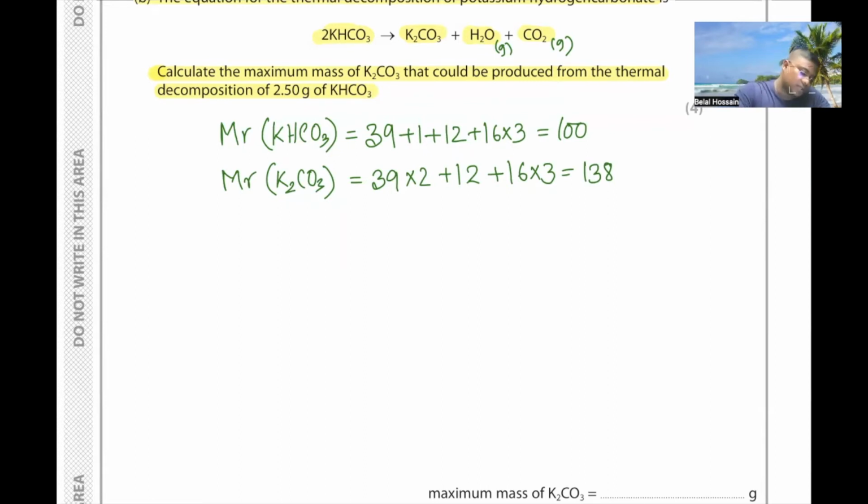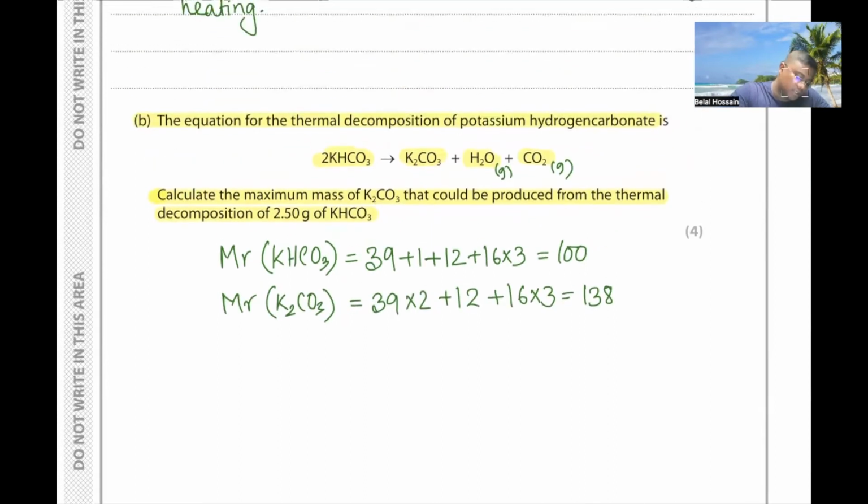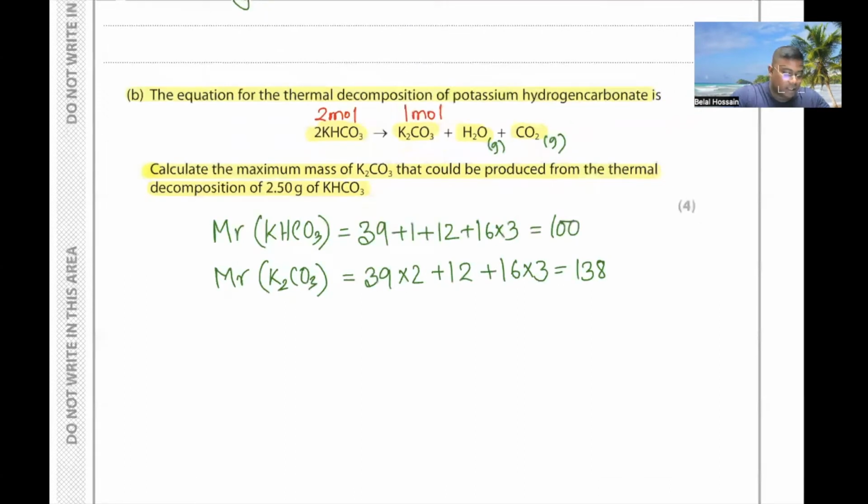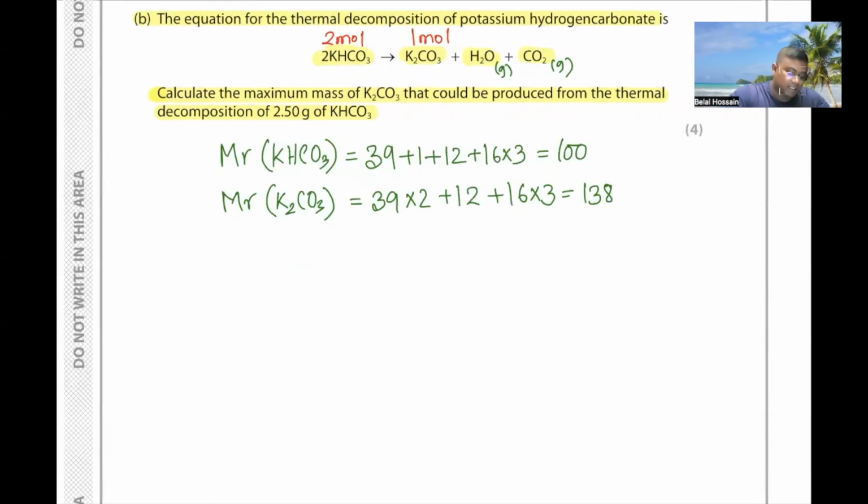Now, according to the stoichiometric equation, we can see 2 moles of potassium hydrogen carbonate produces 1 mole of potassium carbonate. So we can represent that in a different form, writing like this: 200 grams of potassium hydrogen carbonate produces 138 grams of potassium carbonate.